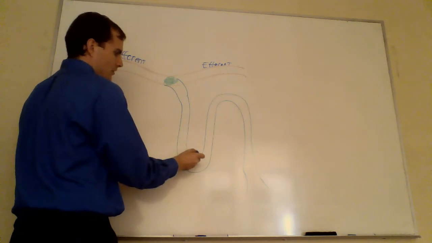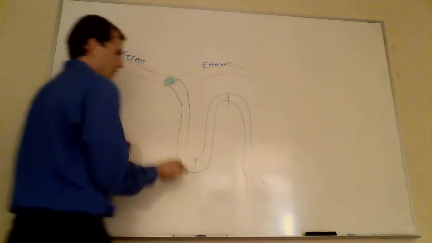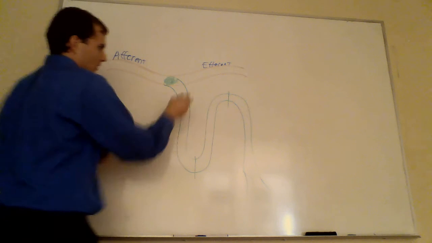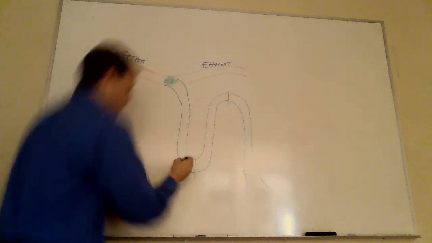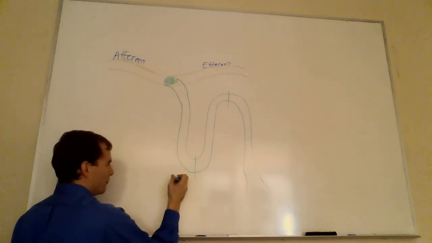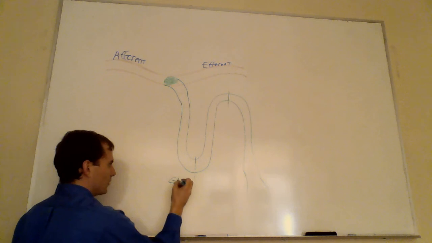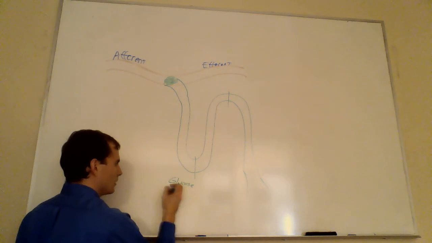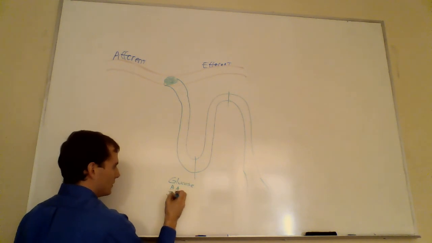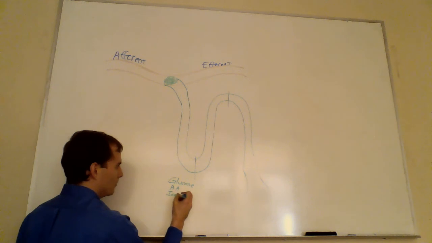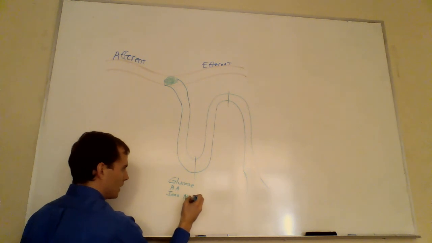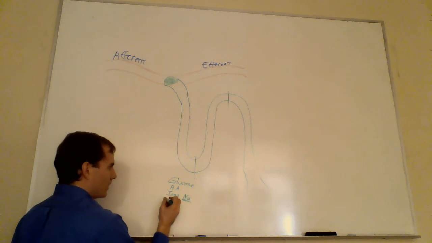Okay? I'm going to draw just a little line here and a little line here because they have different jobs. So this guy's job is to reabsorb stuff. And when I say stuff, it means glucose, amino acids, ions such as sodium in particular is what we're going to be looking at today. Okay? And bicarb.